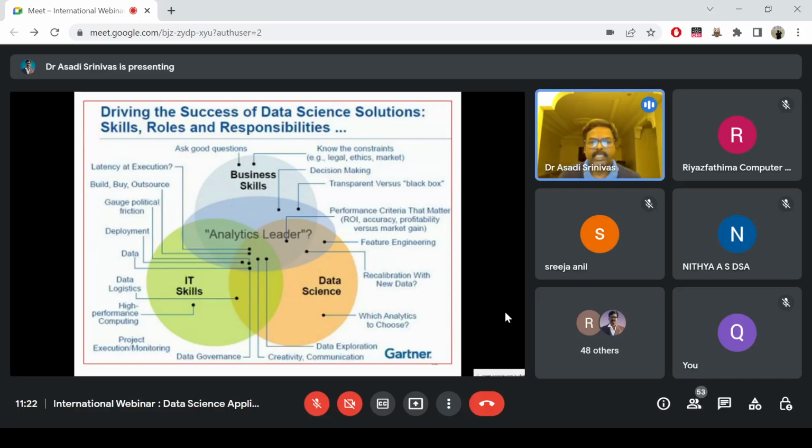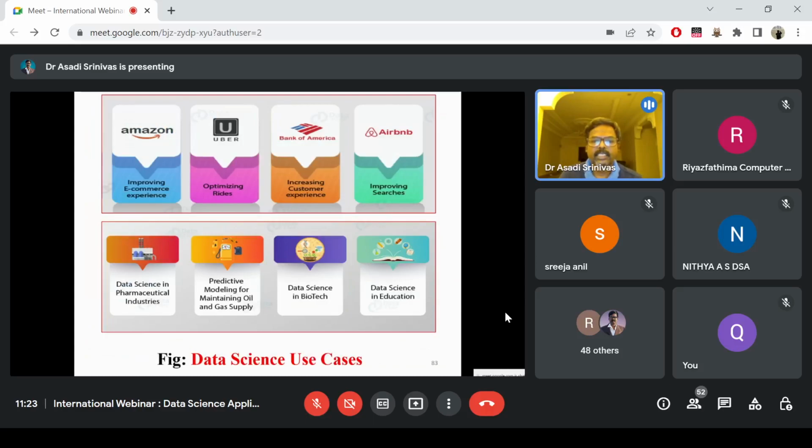How many concepts are covered by data science? So driving the success of data science solutions, skills, roles and responsibilities, business skills, analytical leader skills, IT skills, data science skills, various skills we are covering for data science. That's why there is the highest demand for data science. And these are the data science use cases, especially Amazon using it to improve their e-commerce business. That's why they are using data science.